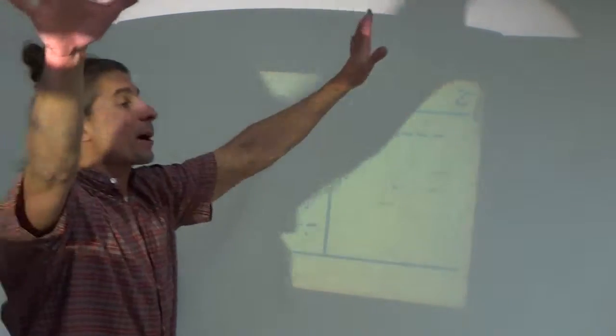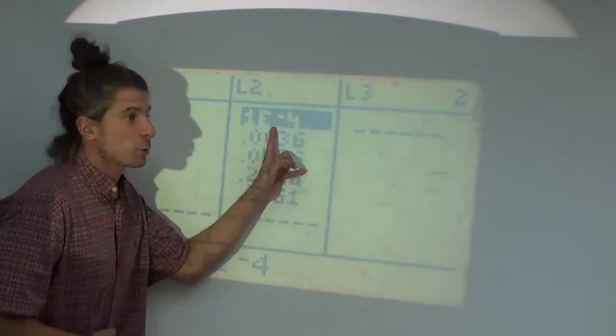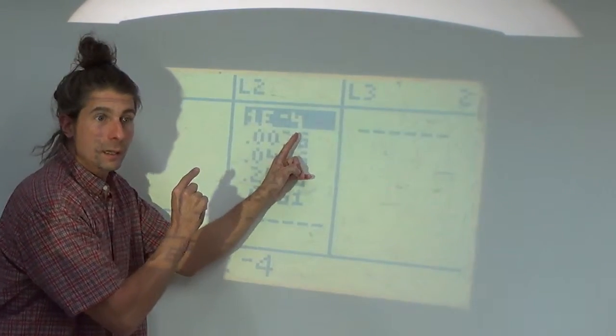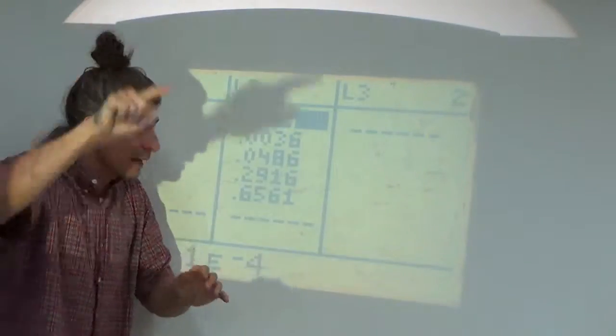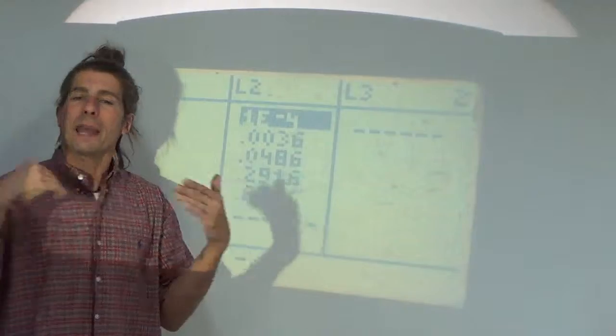So I'll give you a better answer. I had to do it by hand to get that. You did, of course. But here's a better answer. Just make peace with that. Make peace with what e negative 4 means. It means times 10 to the negative 4.